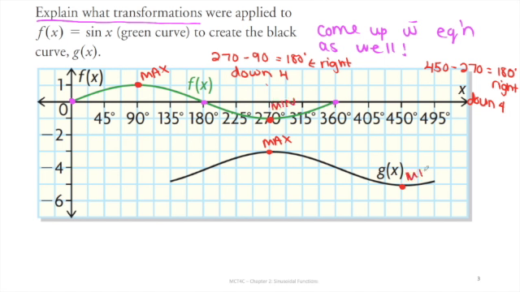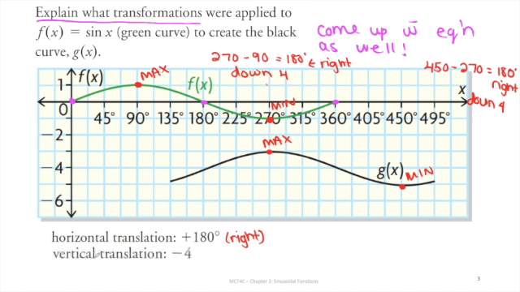So you can tell me that our transformations are horizontal translation plus 180 degrees, or you can write right 180 degrees, and then vertical translation negative 4, which would be down 4. You either need to write plus 180 or right 180, negative 4 or down 4. One or the other.